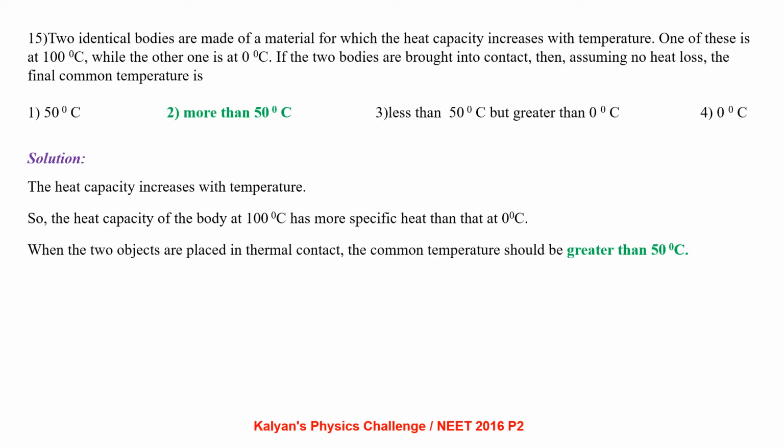Two identical bodies are made up of materials for which the heat capacity increases with temperature. One of these is at 100 degrees centigrade while the other is at 0 degrees centigrade. If the two bodies are brought in contact, then assuming no heat loss to the surroundings, the final temperature will be? Let us see the given condition: the heat capacity increases with the temperature. So the heat capacity of the body at 100 degrees centigrade is more than that of the body at 0 degrees centigrade. When the two objects are combined with each other, definitely the temperature should be greater than 50 degrees centigrade. So the option is the second one.